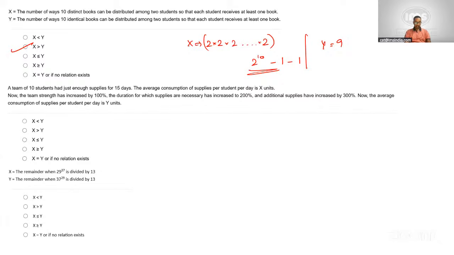X is the remainder when 29 power 37 is divided by 13. Y is the remainder when 37 power 29 is divided by 13. Find out both remainders. So I have to use remainder theorem or some remainder concept that I am aware of. Let me get to that a bit later, maybe again.